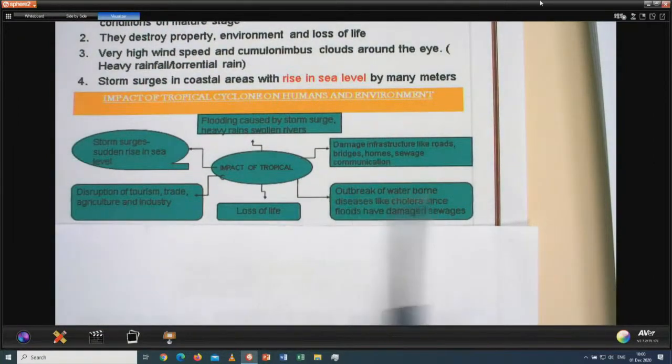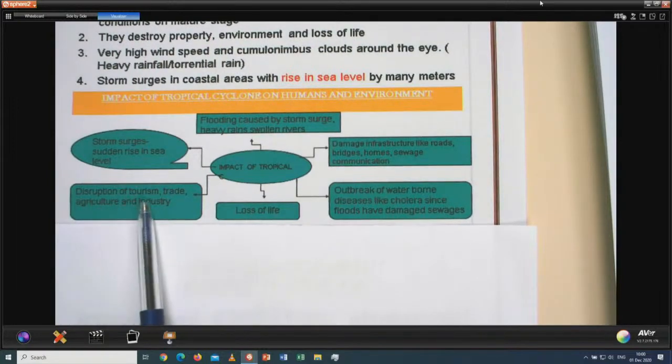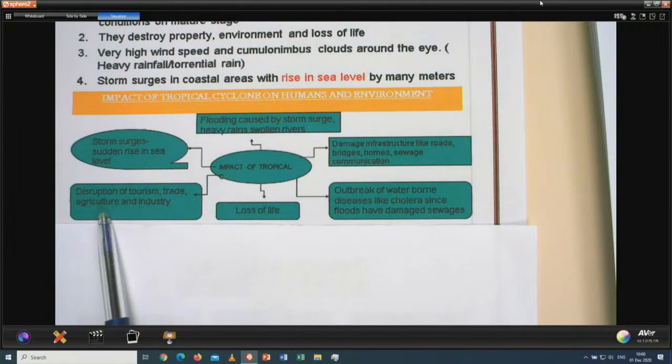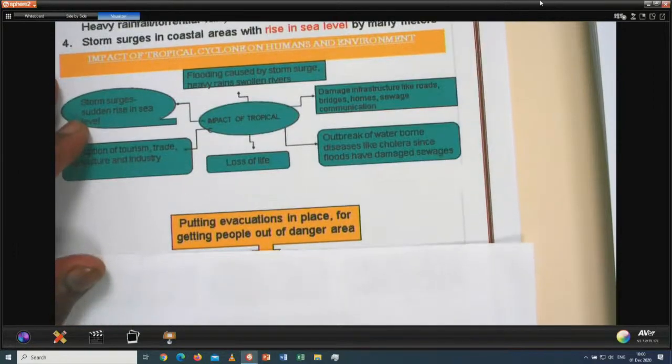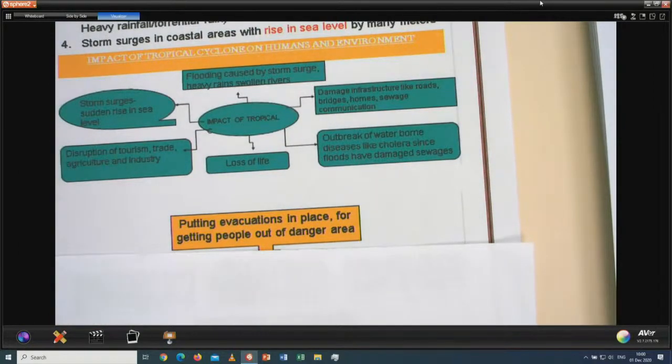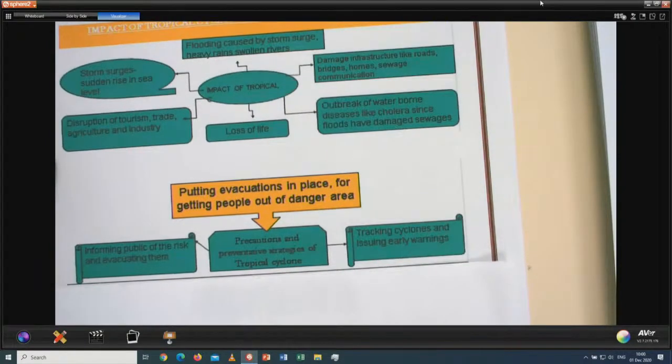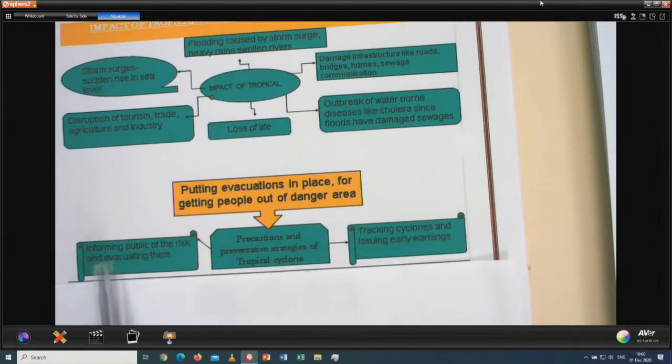Outbreak of waterborne diseases such as cholera and bilharzia, since floods have damaged sewage systems. Disruption of tourism, trade, agriculture, and industry because of flooding. So now we need to put some evacuation measures in place for getting people out of the danger area. This is done by informing the public of the risk and evacuating them.